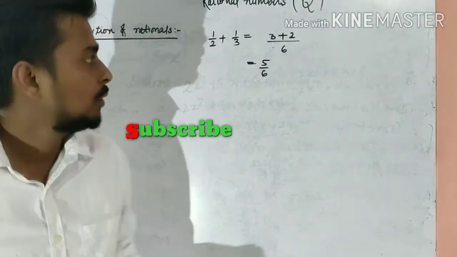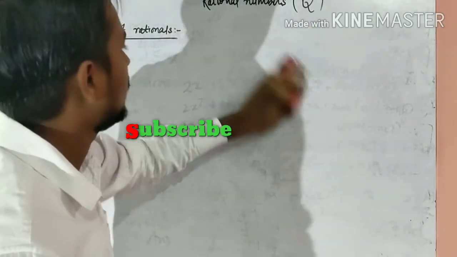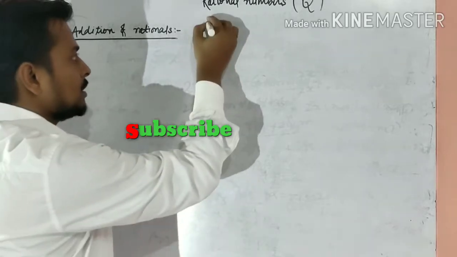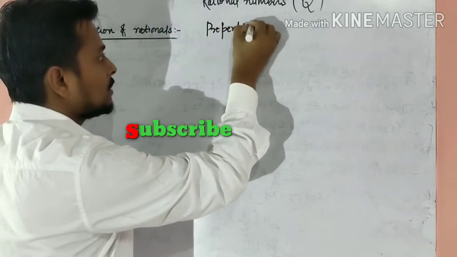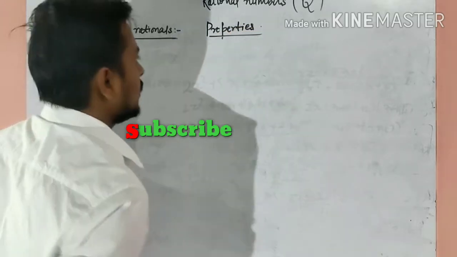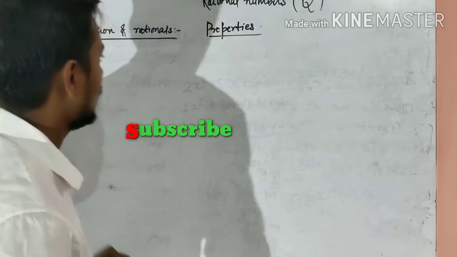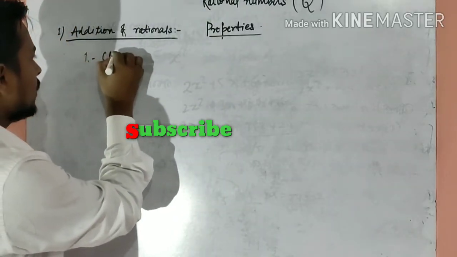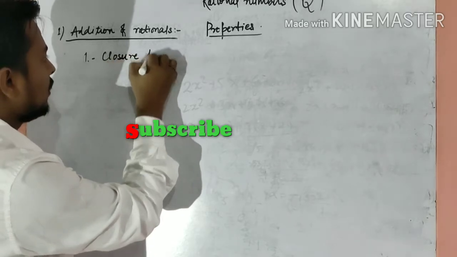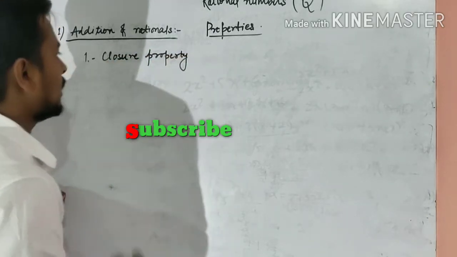So today we will discuss the properties of addition of rational numbers. There are several properties of addition of rational numbers. First property is the closure property.